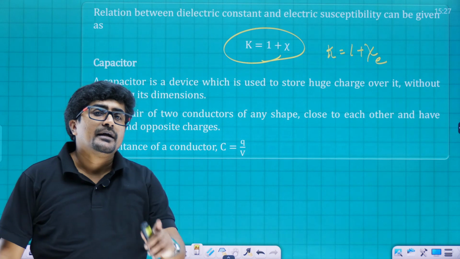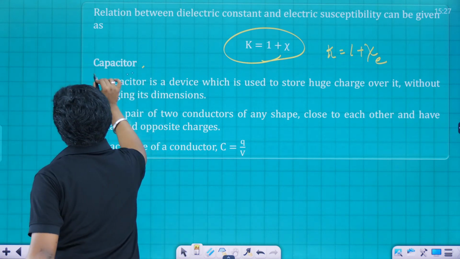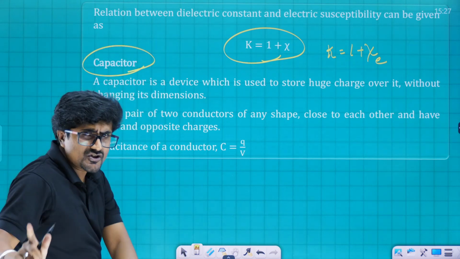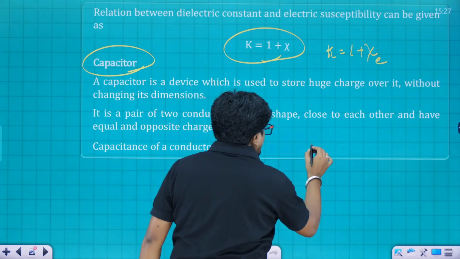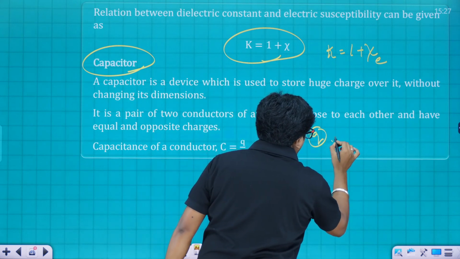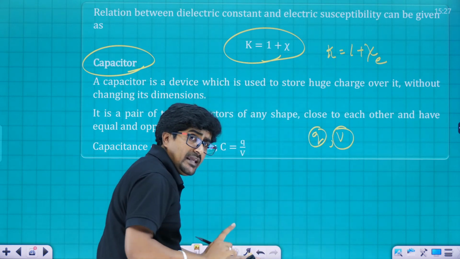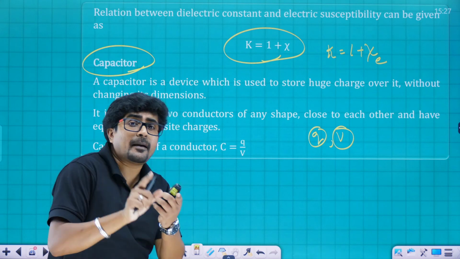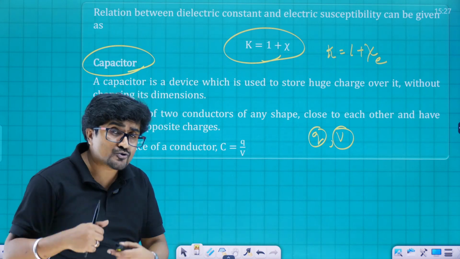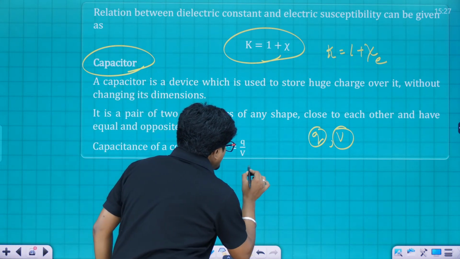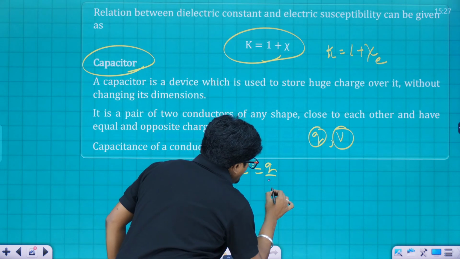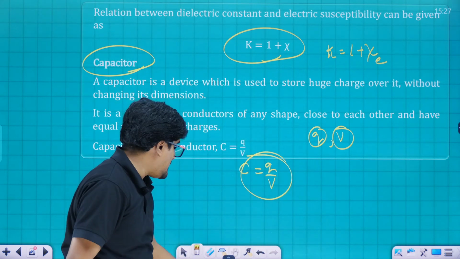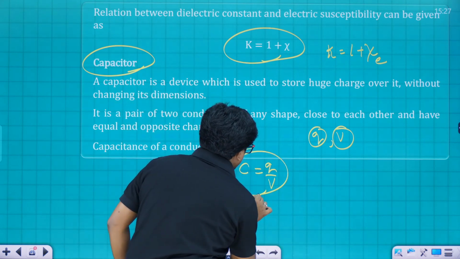Next comes the capacitor. A capacitor is an arrangement to store charge. For any particular conductor which has a charge Q and an electric potential V, the measure of its capacity to store electric charge, that is its capacitance, C, is equal to Q divided by V. I repeat, it's Q divided by V.